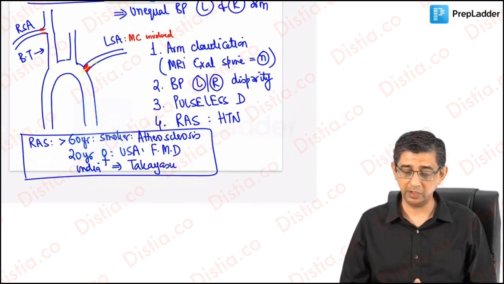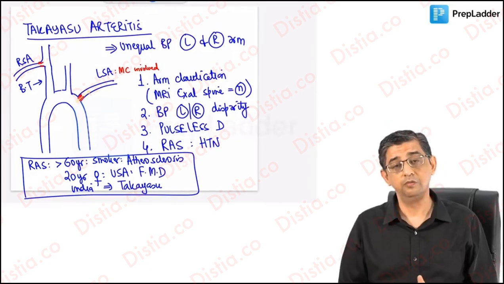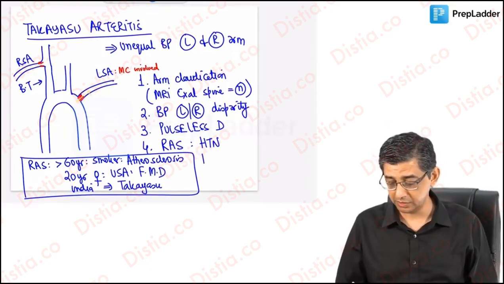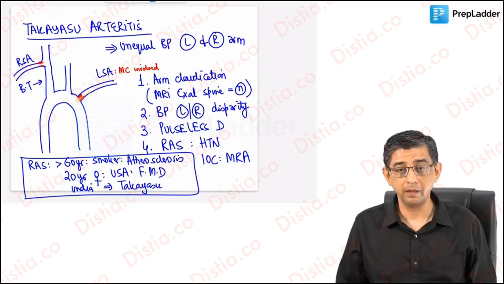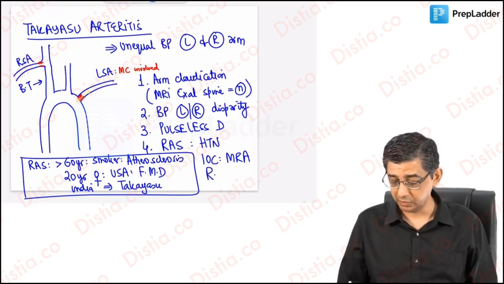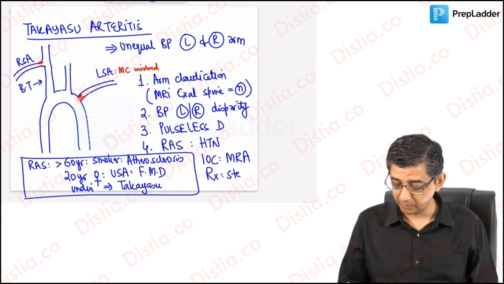These are the details that I want you to remember, primarily for Takayasu, for which the investigation of choice would be an MRA. You see, for blood vessels, we obviously need to do angiography. The treatment of choice for Takayasu's is steroids.